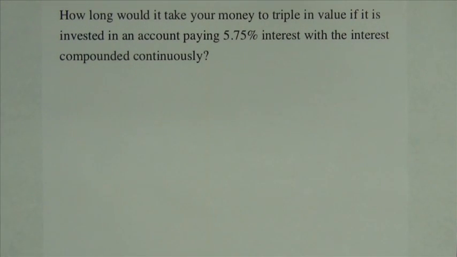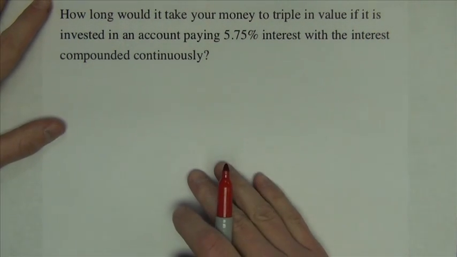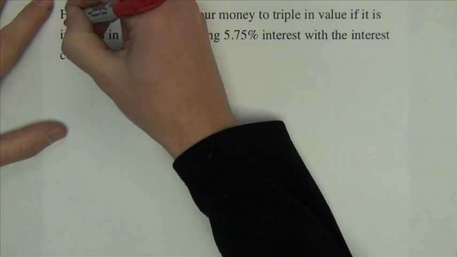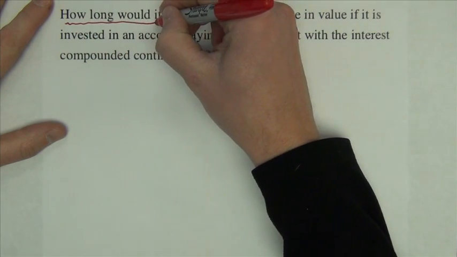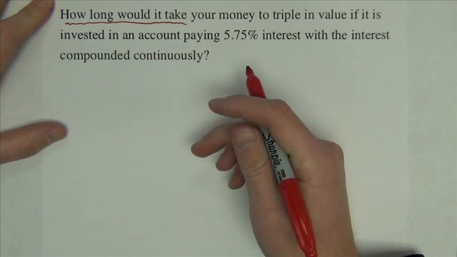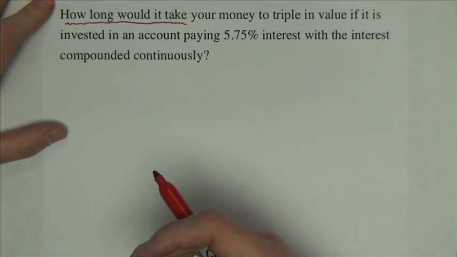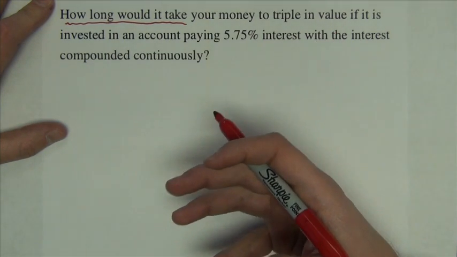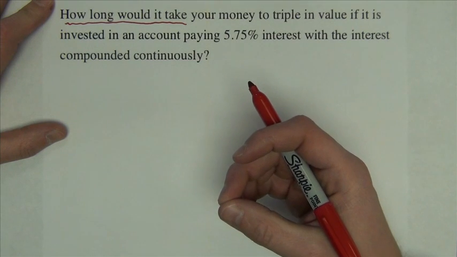Okay, one final problem that I'd like to go over. It's another application of the compound interest formula, the continuous compounding of interest formula, but we're not actually solving for the amount of money in this case. This is asking the question, how long would it take? How long would it take is asking us about the value of time. How many years would it take? We're going to be solving for t in this case.